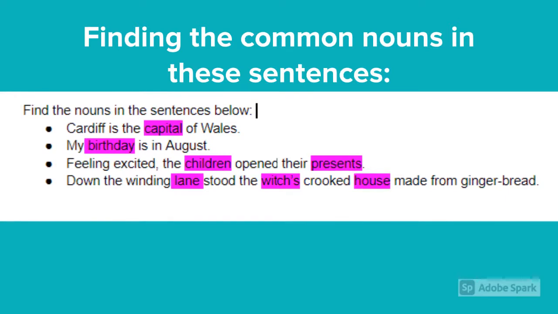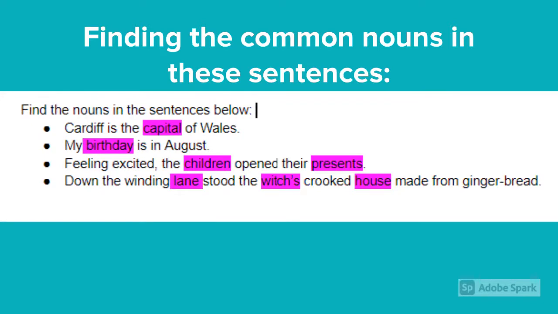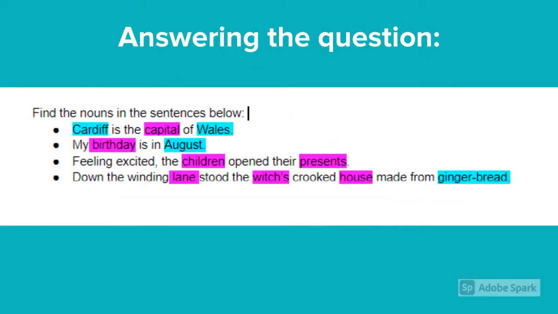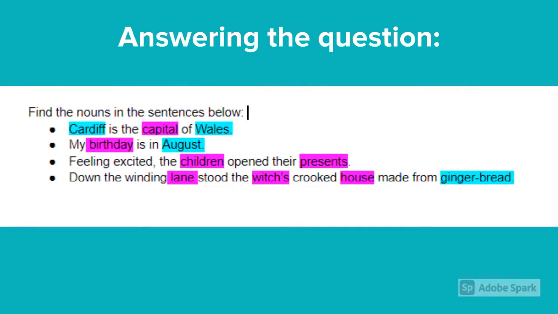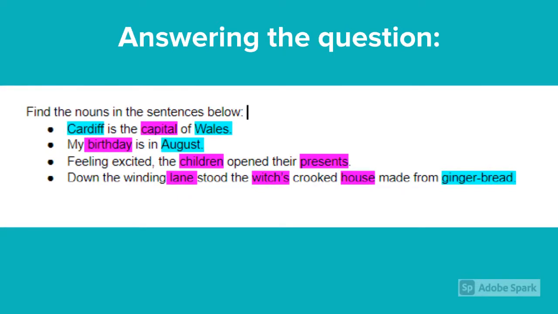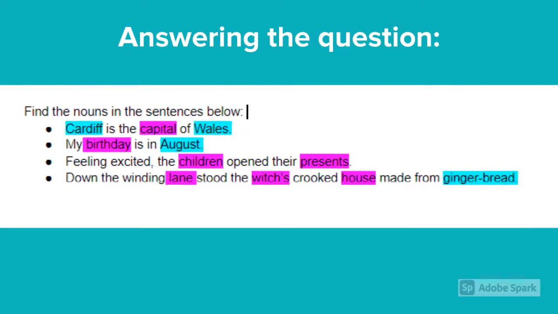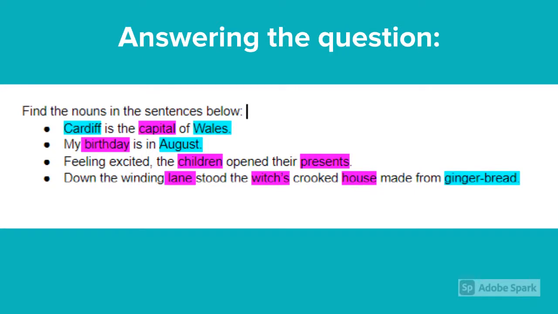So lane is a common noun as it is naming a place, but it is also non-specific, making this a common noun. So in order to answer these questions correctly, you need to have identified all of the proper nouns such as Cardiff, Wales, August and gingerbread, as they are specifically naming something, and also the common nouns which are non-specifically naming something, such as capital, birthday, children, presents, lane, witches and house.